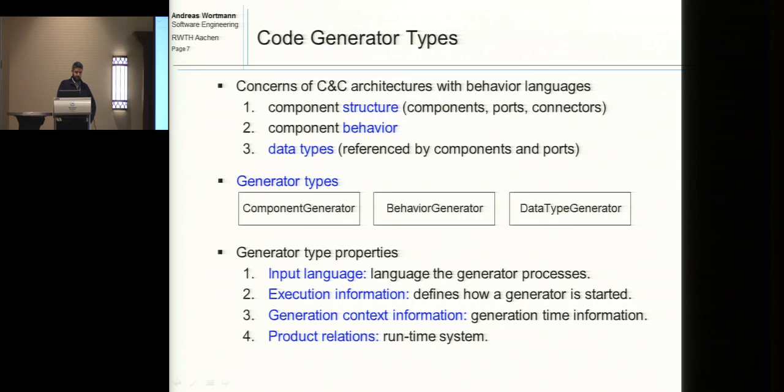Each of these types has certain properties we need for integration, such as specifying the input language. So each generator must exhibit which language it can process, like your automaton language or your RobotArm language. You need execution information. You need some form of generation context, meaning the information required by a code generator at runtime. And you also need to define product relations so you don't combine incompatible generators.